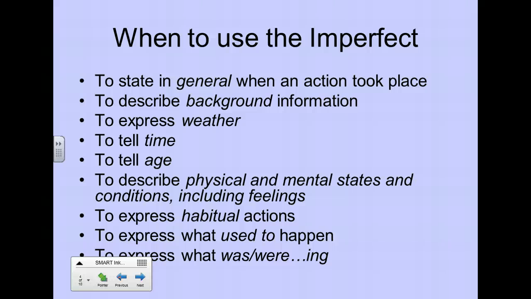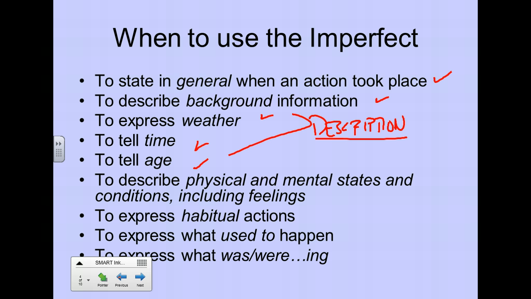This is kind of a general one. I'm not sure I'm the biggest fan of this, but it's a general thing. We don't know the exact information. Background information, that's like a description. Weather, time, age, all of these really fit under the category of description in the past, which is a little bit more general. To describe physical and mental states and conditions, including feelings. Again, these are descriptions in the past.